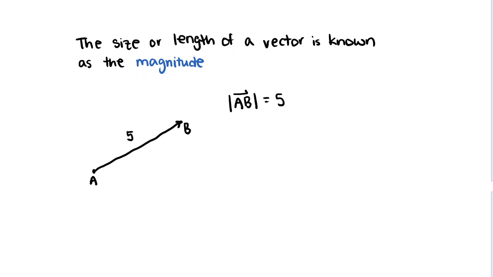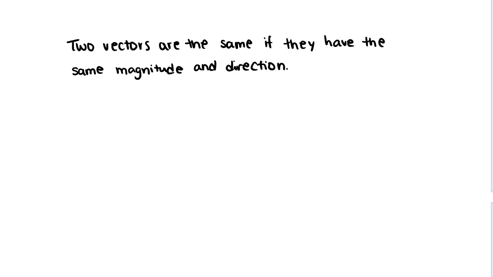Or I might say that this is my vector u, and the magnitude of our vector u, so I'll wrap this u in absolute value notation, is equal to 5. These are two different ways of talking about the size of our vector, using these absolute value bars. One thing that's very important to know about vectors is that when we have two vectors, we say that they're the same if they have the same magnitude and the same direction. Where they're positioned doesn't matter.